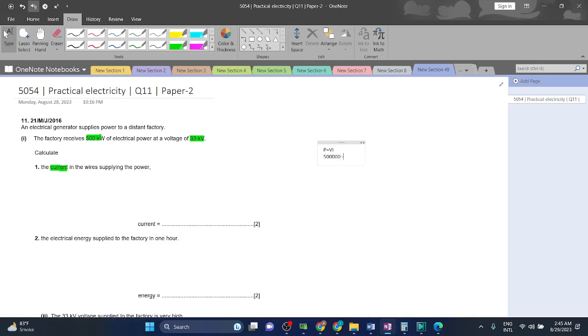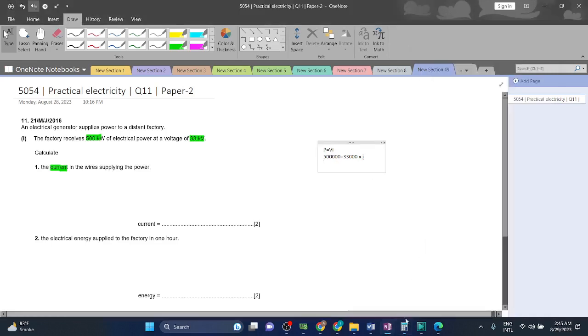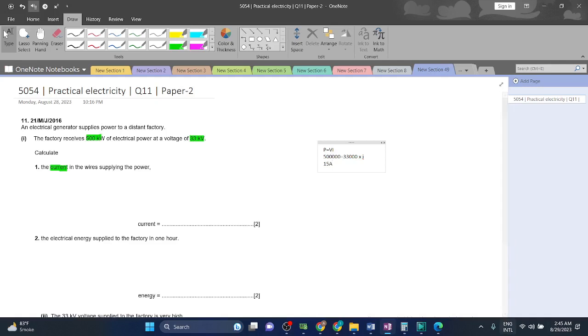P is equal to VI. V we have 33,000, into I. We also have to find the current, which is the current. So 500,000 divided by 33,000. So that would be 15. We can just write 15, there is no need to round it off. So 15 amperes is the current.